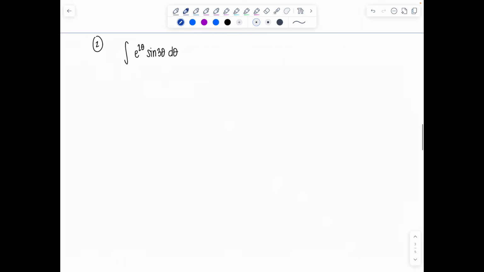Example 2. I really wanted to do this one because this is where all those acronyms really fail you. Whenever you have a product of an exponential function and either sine or cosine, this is a classic boomerang problem. It's going to take 2 rounds of integration by parts. For the original integral, we're going to call this entire quantity I, or whatever variable your heart desires, for it to boomerang or come back to us.